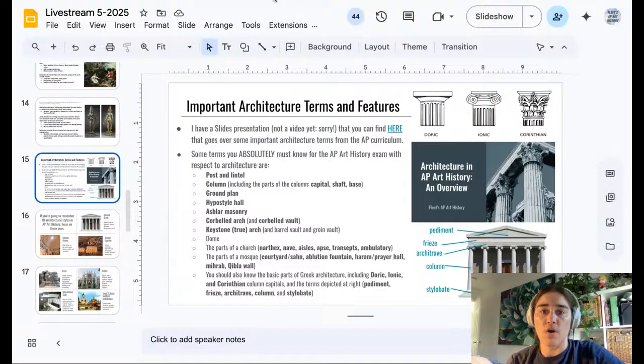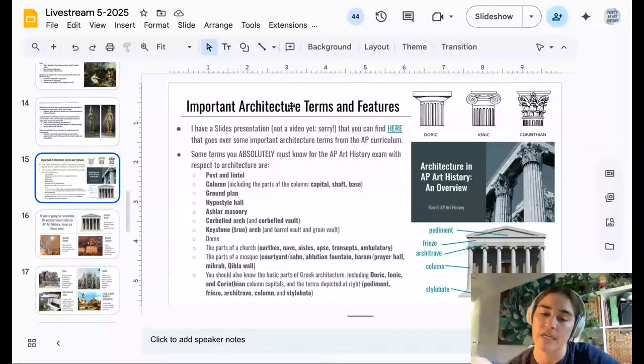Okay, so this is something that a lot of students have questions about. This is architecture. And I have a slides presentation that you can find by clicking the link on this presentation right here. And it goes over some important architecture terms from the curriculum. I would say that out of the entire vocabulary for the AP curriculum, these terms are the ones that you absolutely need to know.